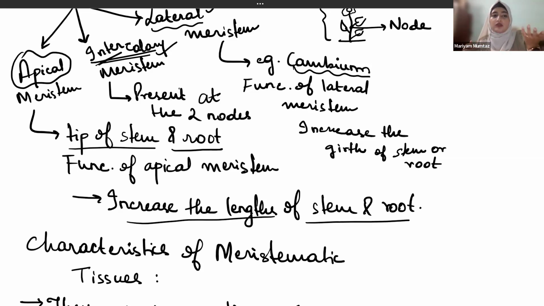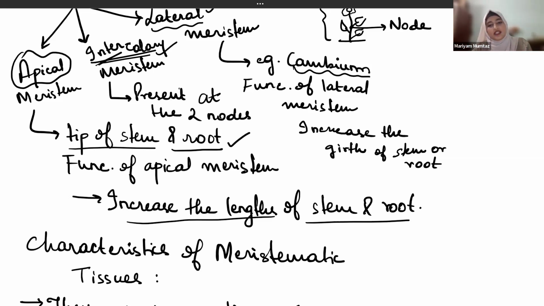So if we are talking about the apical meristem, it means it is present at the tip, so it will divide at the tip. If something is present at the tip of the stem, the stem length will increase, and if something is present at the root, the length of the root will increase. So one length will increase downwards and one length will increase upwards. Is it clear? Is the position of the apical meristem clear to you?